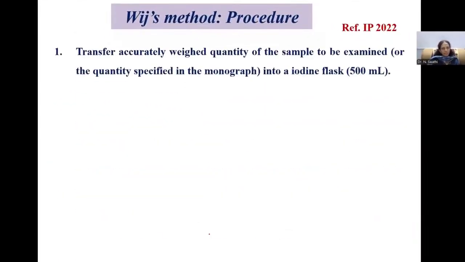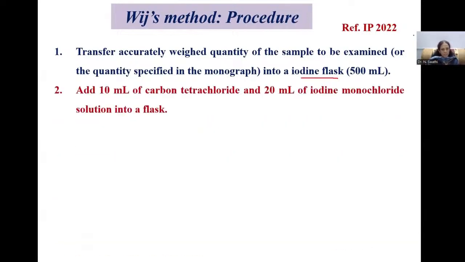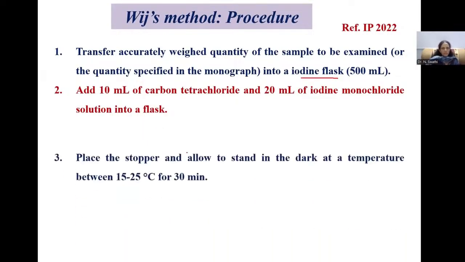Now let us see how we can perform this experiment. A specified amount of the sample is weighed and transferred into an iodine flask as per the monograph specifications. Now to this sample, 10 ml of carbon tetrachloride and 20 ml of iodine monochloride solution are added. Here carbon tetrachloride is the organic solvent. As I mentioned earlier, fats or oils are water repellent in nature and they are usually soluble in organic solvents. Carbon tetrachloride is a halogenated organic solvent, and it is used to dissolve the given oil or fat sample. And iodine monochloride is the actual reagent used in this reaction.